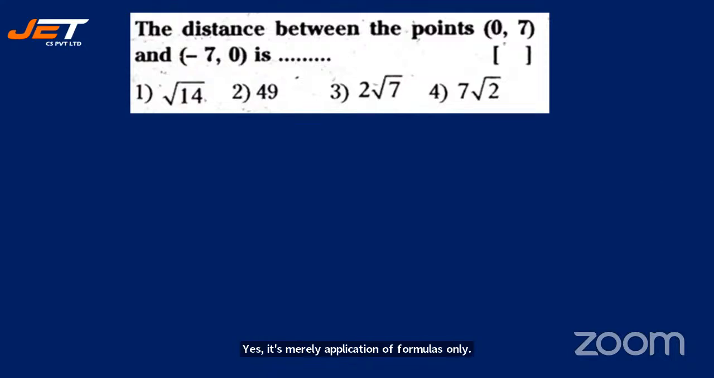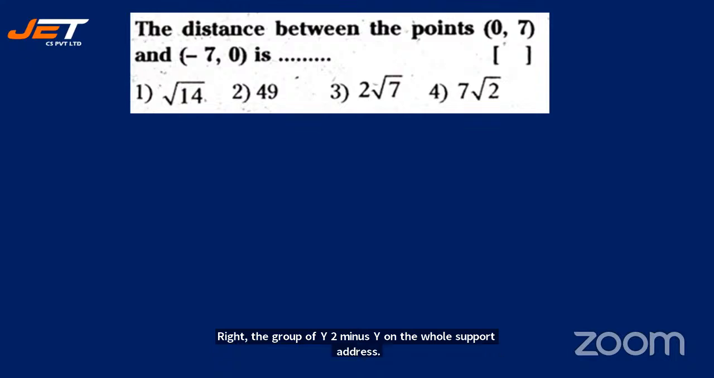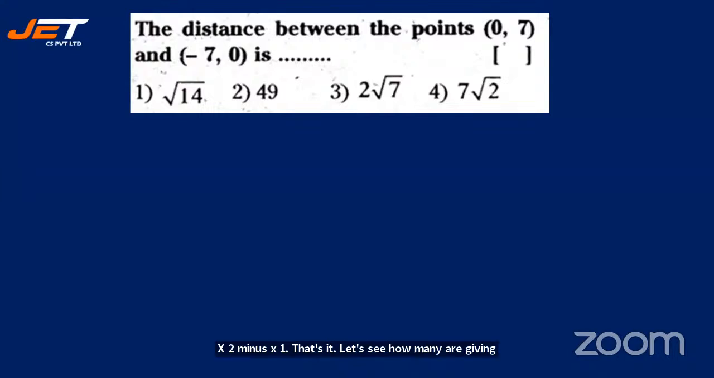The distance between the points (0, 7) and (minus 7, 0) is dash. These 2 points are given, use the distance formula. Right? Root of (y2 minus y1) the whole square plus (x2 minus x1) the whole square. That's it. Let's see how many are giving me the right answers. Quickly do it so that we can cover a little more sums also.